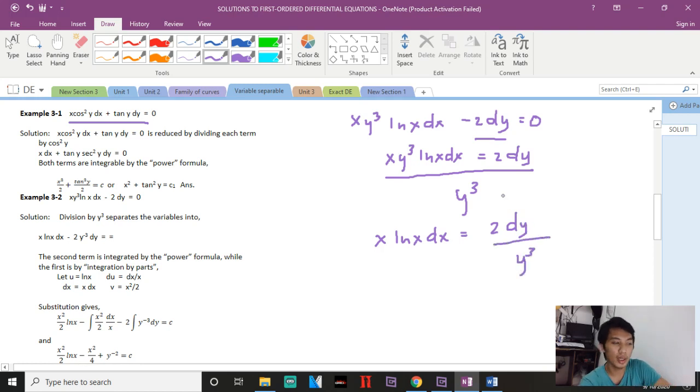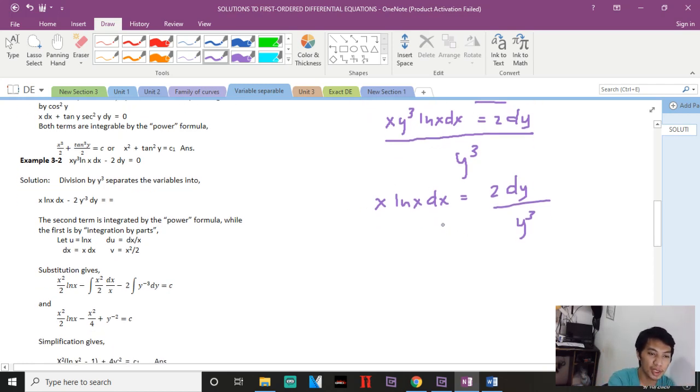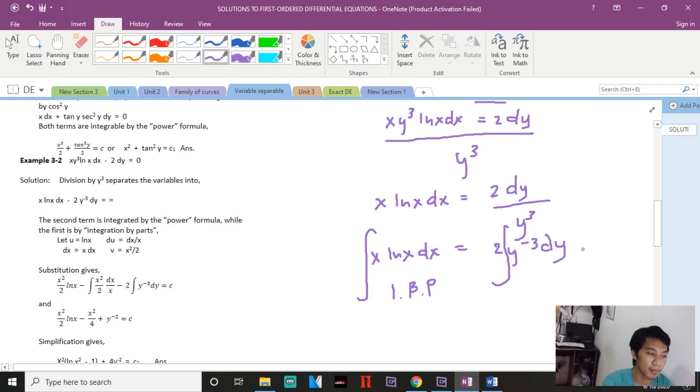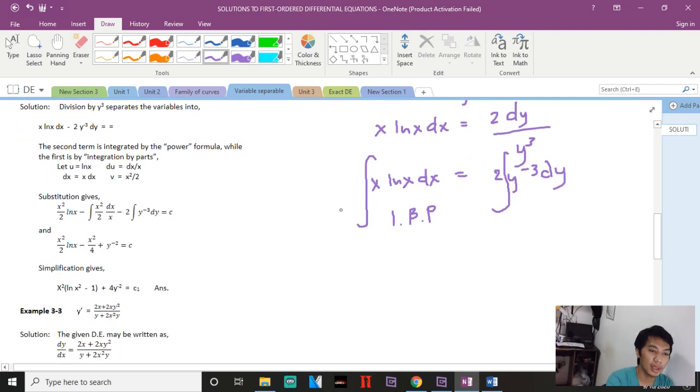Now, we can further simplify this. So, x ln of x dx equal to 2y raised to negative 3 dy. Okay? Is this integrable? Yes. We can integrate this one. So, for this part, we will use integration by parts. This one can use the power rule. Okay? So, when we integrate, this part first.